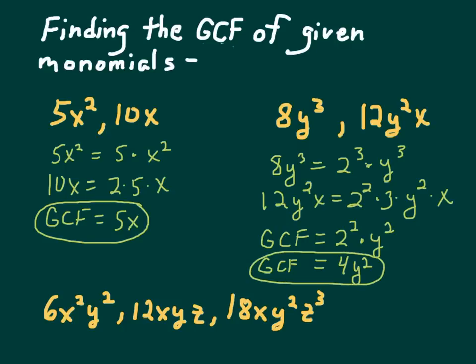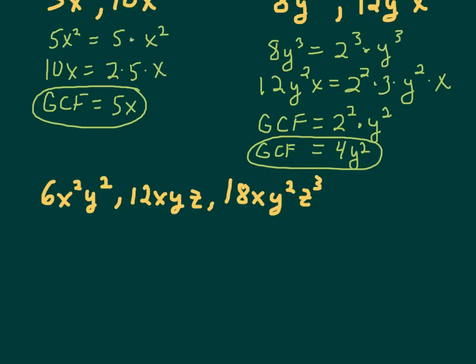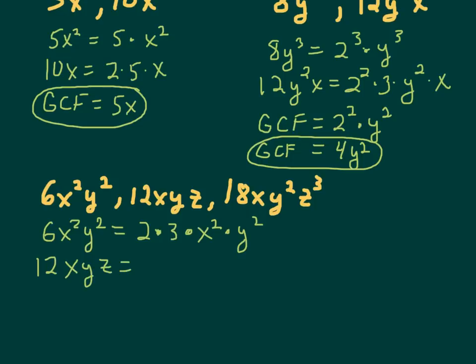Now down below here I have three monomials, and I'm going to find the greatest common factor of the three monomials. So I have 6x squared y squared. So the prime factorization of that monomial will be 2 times 3 times x squared times y squared. And I have 12xyz. Well, 12 is 2 squared times 3.